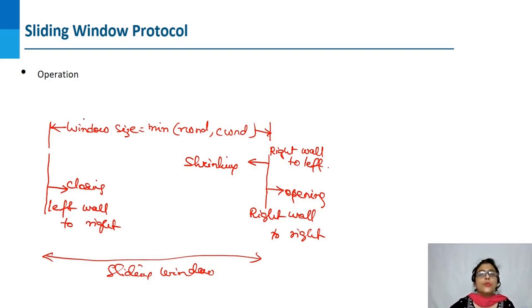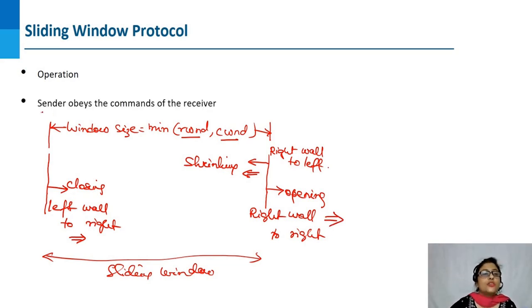Here we can see that the window size is the minimum of receiver window and the congestion window. These two terms we have already learned in the previous video. And this is the sliding window. If it is closing, that means the left wall moves to the right. If it is shrinking, that means the right wall is moving to the left. And if it is opening, the right wall moves to the right.